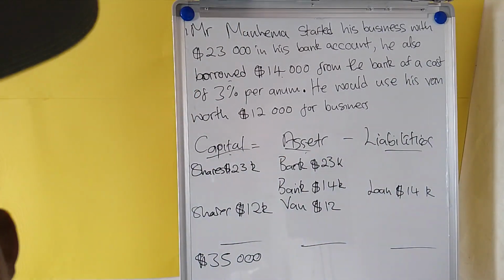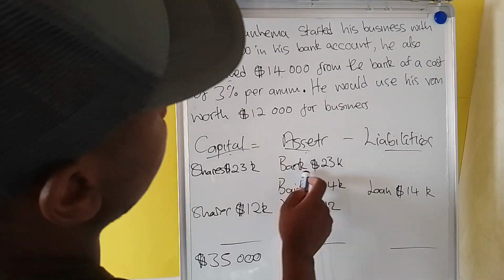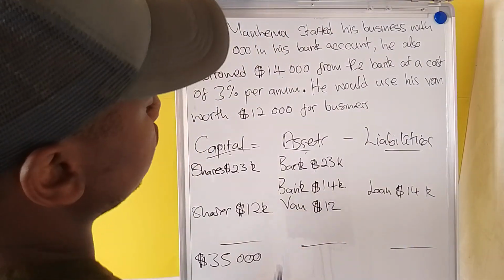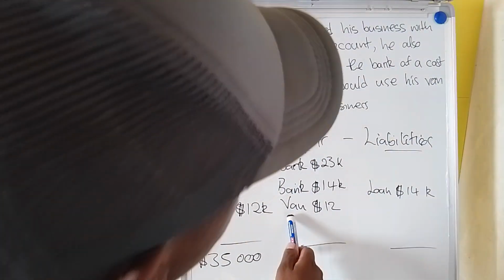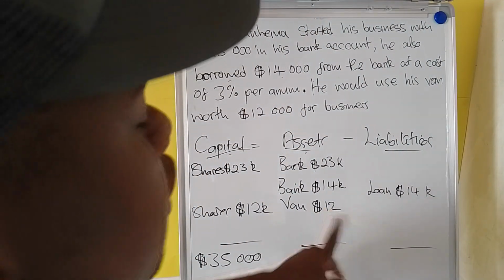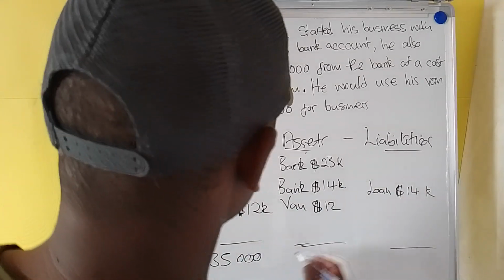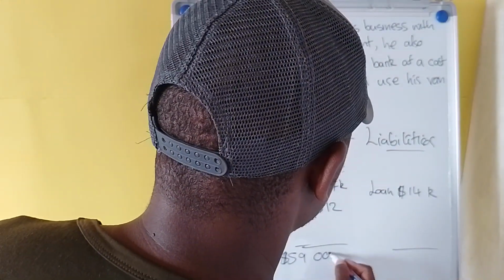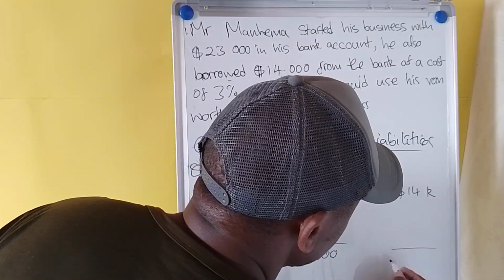Our assets also have the initial amount which was put in the bank of 23,000, the second amount which was put into the bank of 14,000 as a loan, and a motor van which was transferred by the owner into the business at 12,000. So totaling this will give us 59,000. Then we go to liabilities, we only have 14,000 in form of loan.